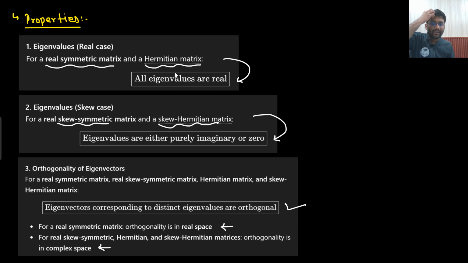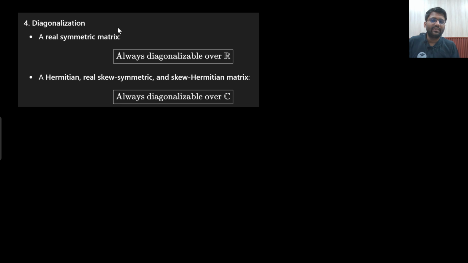We will be able to remember that for a real symmetric matrix and Hermitian matrix, eigenvalues will always be real. For a skew symmetric matrix and skew Hermitian matrix, eigenvalues will be either purely imaginary or 0. What about orthogonality? All the eigenvectors corresponding to different eigenvalues will always be orthogonal to each other in all kinds of cases.